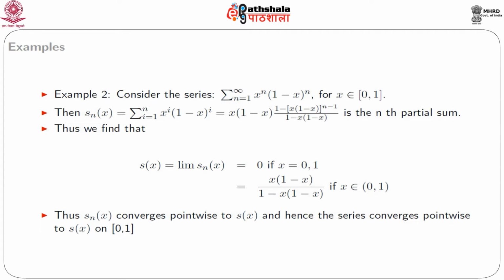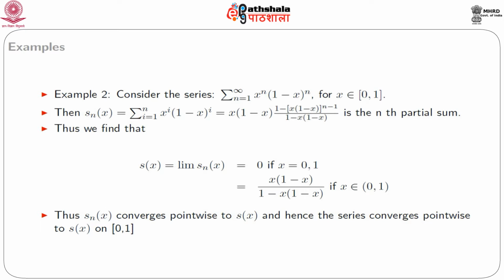Consider our next example, which involves the nth term x to the power n multiplied by 1 minus x to the power n for x belonging to closed interval 0 to 1. Then in this case we get a geometric series, and so Sn(x) comes out as x into 1 minus x multiplied by 1 minus x into 1 minus x to the power n minus 1, whole thing divided by 1 minus x multiplied by 1 minus x.